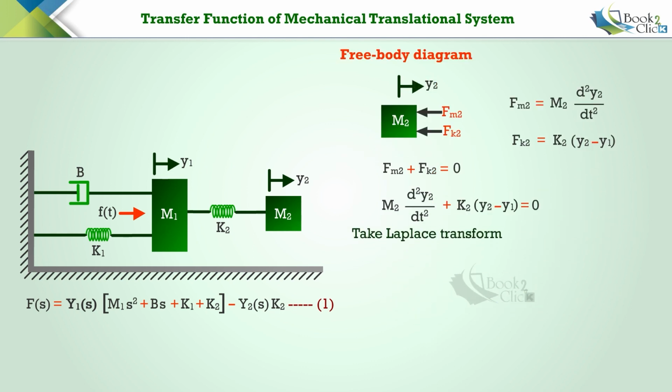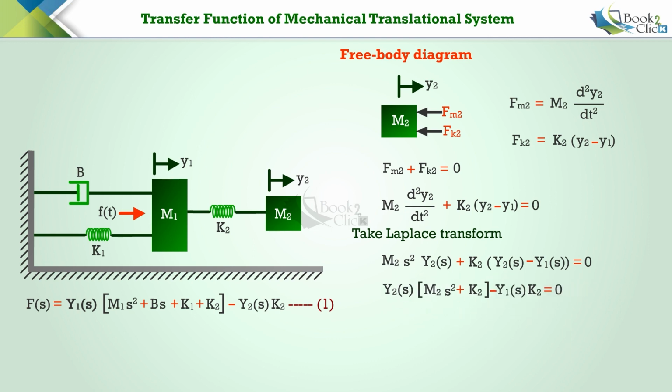Let us take Laplace transform for this equation. We know that the Laplace transform of d square y2 divided by dt square is s square into y2 of s. Laplace transform of y2 is y2 of s and y1 is y1 of s. Now, rearrange this equation to group the terms having y2 of s. Name this equation as 2.